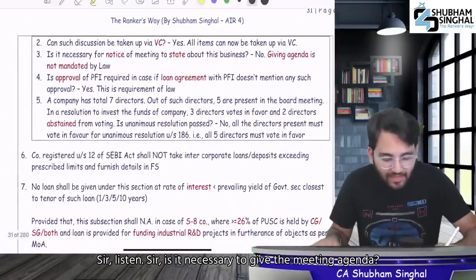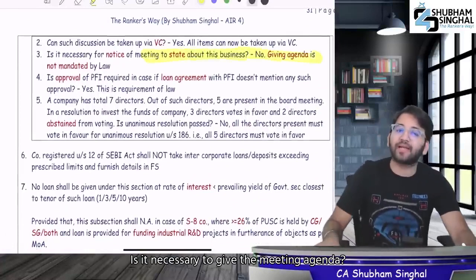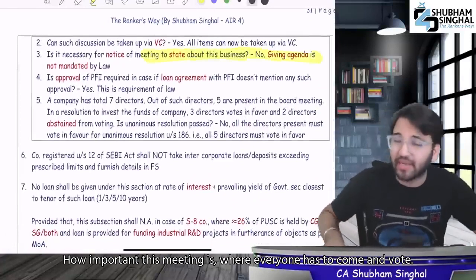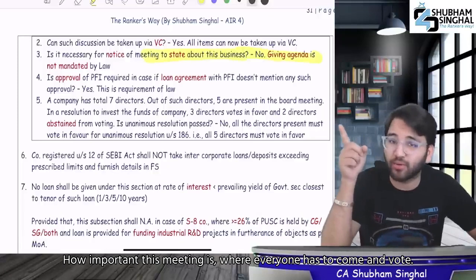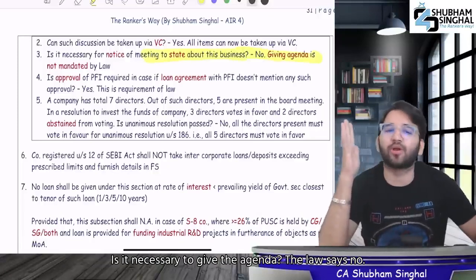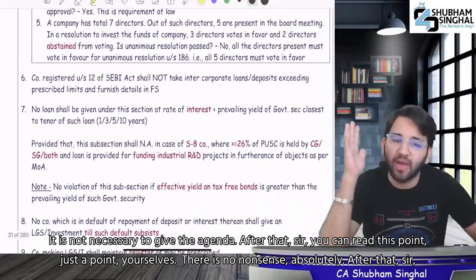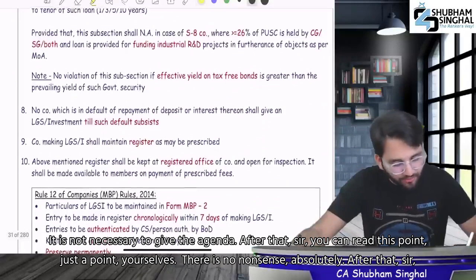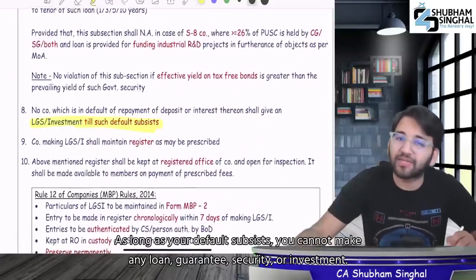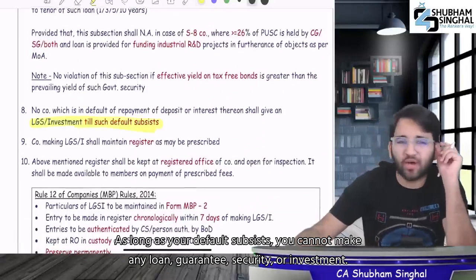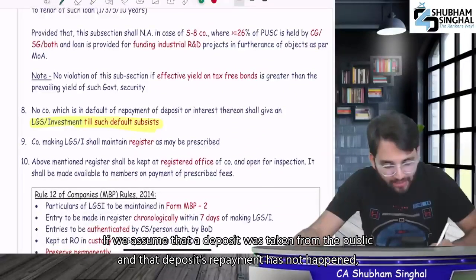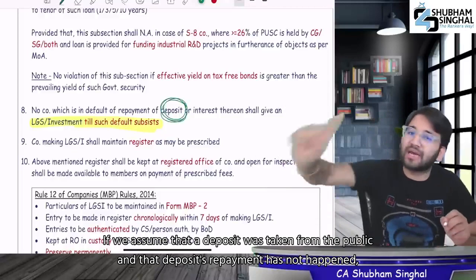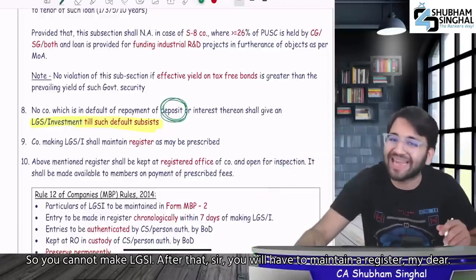Is it necessary to give the meeting agenda? Is it necessary to give the agenda, and how important this meeting is, where everyone has to come and vote? Law says no. It is not necessary to give the agenda. After that, you can read this point by yourselves. Please read this by yourself. As long as your default subsists, you cannot make any loan, guarantee, security, investment. If we took a deposit from the public and that deposit's repayment has not happened, you cannot make LGSI.